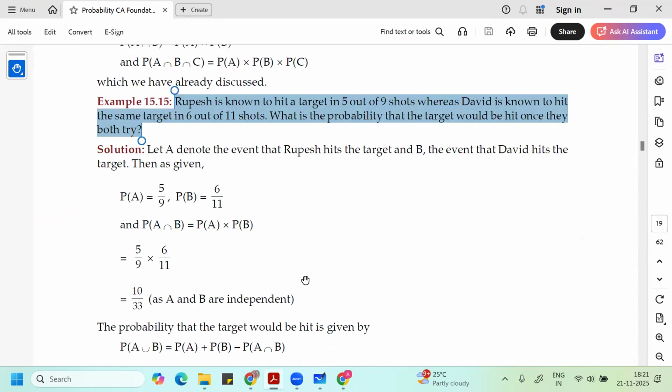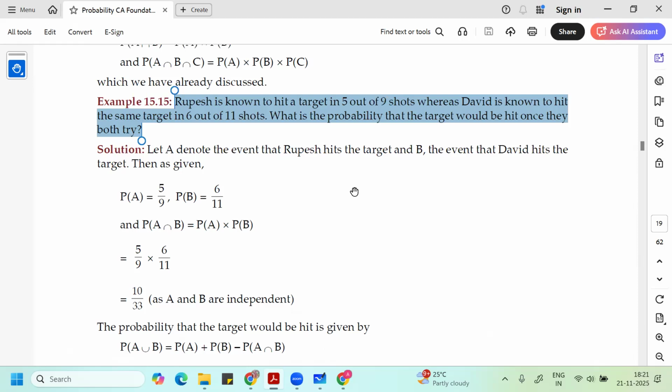So I thought they are telling that the target would be hit once, which means either Rupesh hits the target or David hits the target. Then I did not consider the case that both of them hit the target. If both of them hit the target, then the target would be hit twice, not once. That's why I was not considering that case.